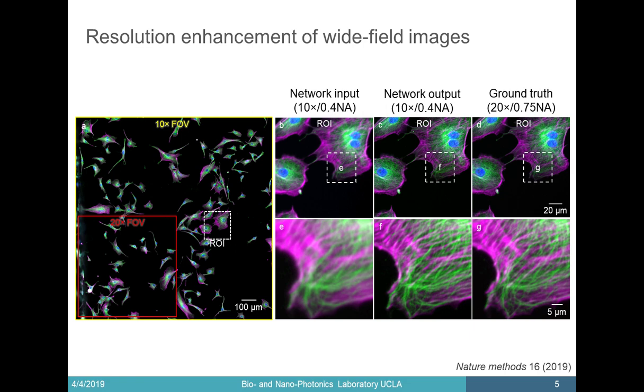So we first demonstrate the resolution improvement with wide-field fluorescence images. You can see here on the left is the network input image captured with a 10x objective lens. On the right, you can see the ground truth images that are captured with 20x objectives. The green-colored microtubules and the magenta-colored actins are known as cytoskeleton filaments that keep the cell shape. The network output images reveal the fine structures and agree very well with the ground truth images.